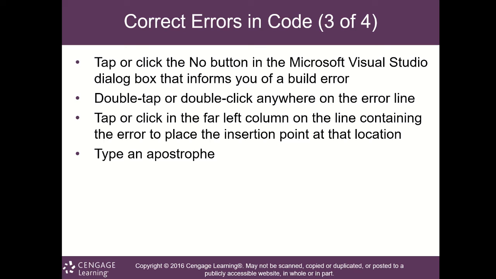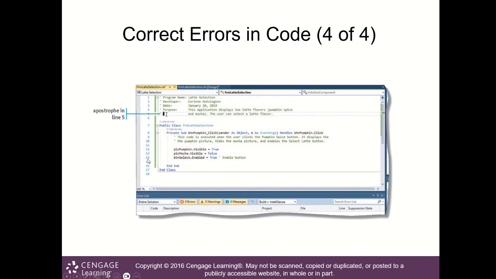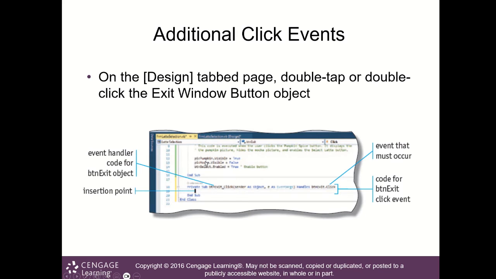So Visual Studio will alert you, and then you have to correct it. That's it. Once you correct the error, the code will go back to normal because you won't see any red sign anywhere, and then you can move forward. But then there can be some additional click events on the tab page. Double tap or double click the Exit Window button object in our case. Then again it will create a click event subroutine. It's a very nice utility.